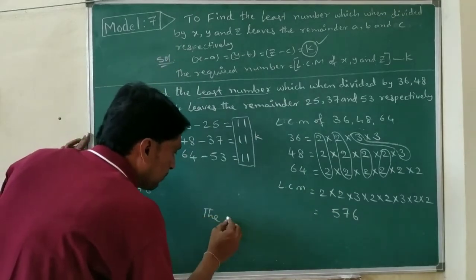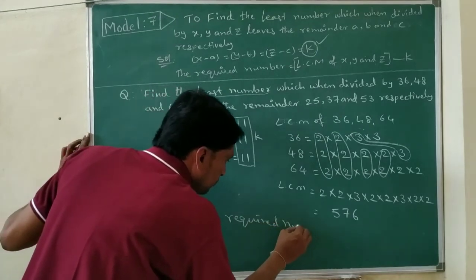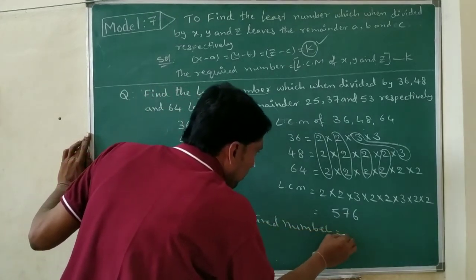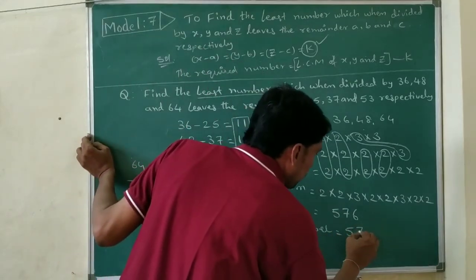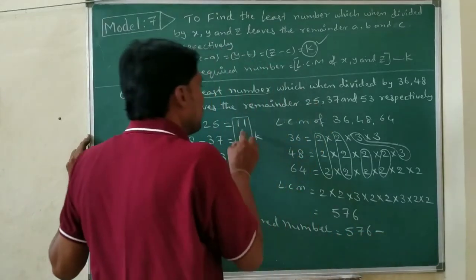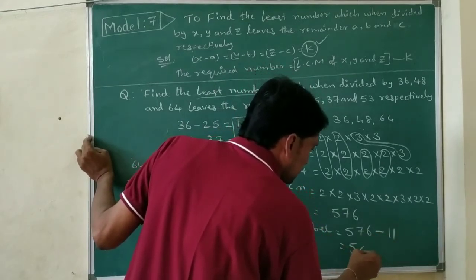So the required number equals the LCM of 36, 48, 64, which we got as 576, minus the k value we got, 11, which equals 565.